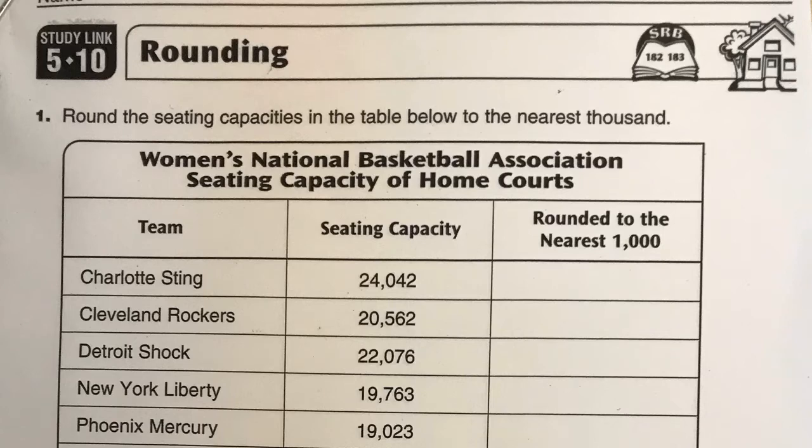Okay, let's look at this study link 5.10 for Everyday Math 4th grade. And we are going to do some rounding. We're going to round numbers starting to the nearest thousand. And these are women's basketball teams and the seating capacity of their home courts. So where they play basketball, it means how many people can fit into the stadium where they play basketball. And we're looking at the nearest thousand, so you want to make sure you're getting the right place value. That is the thousands place there.